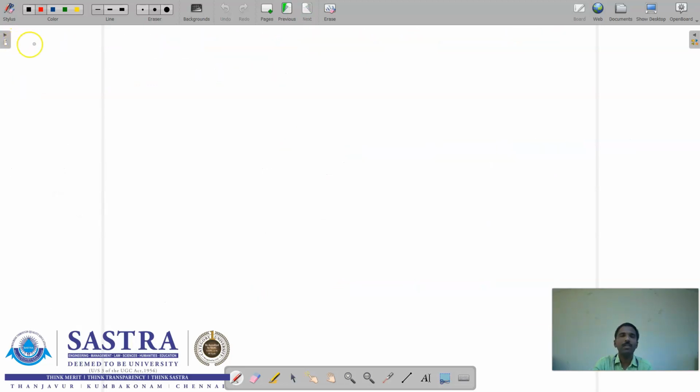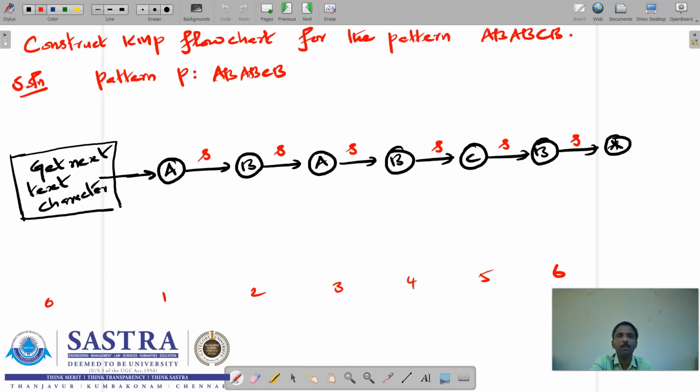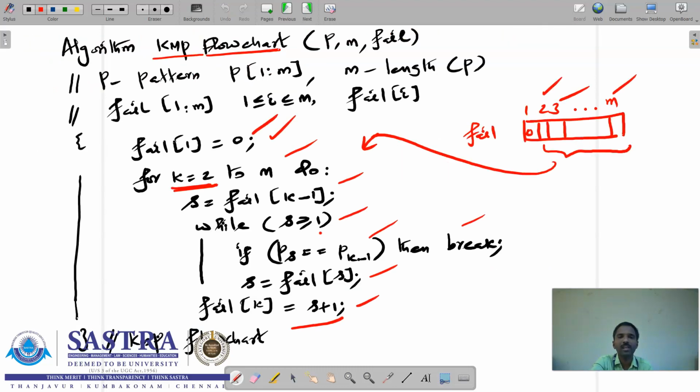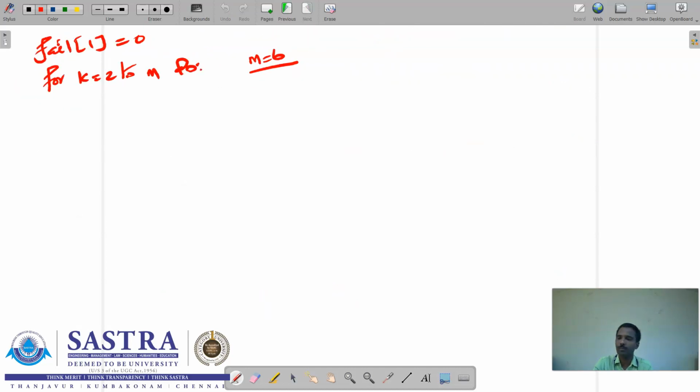First, we need to trace. Setting fail of 1 to 0. Fail of 1 is set to 0. Then we need to find the failure links for k equal to 2 to m do. Since in our example the pattern is P equal to AB, AB, CB, the length of the pattern is 6. So M is 6. Here k ranges from 2 to 6. We need to find the failure links. Let's trace the algorithm for k equal to 2 to M.